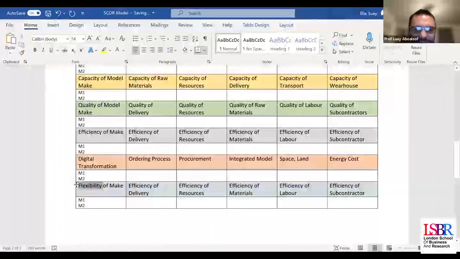Flexibility of make. Can I make all models? Flexibility of delivery. Flexibility of resources. Flexibility of materials. Flexibility of labor. Flexibility of subcontractors. Flexibility of warehouse. Let's say no materials. Warehouse here.